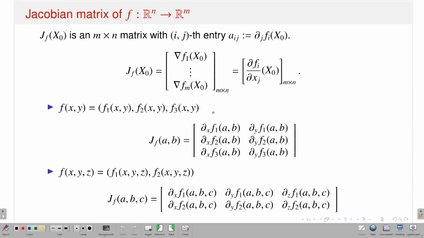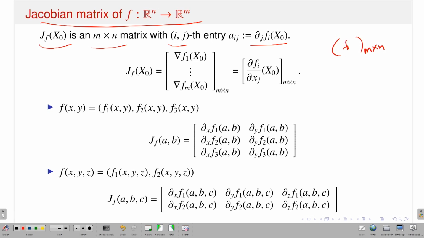So, the Jacobian matrix of f from Rn to Rm. The Jacobian matrix of f at the point x naught, if my function is differentiable, or the total derivative exists, is an m cross n matrix. So what will be the ijth element? It says that you take the component fi.